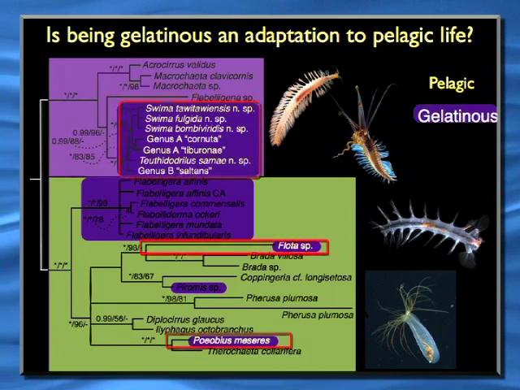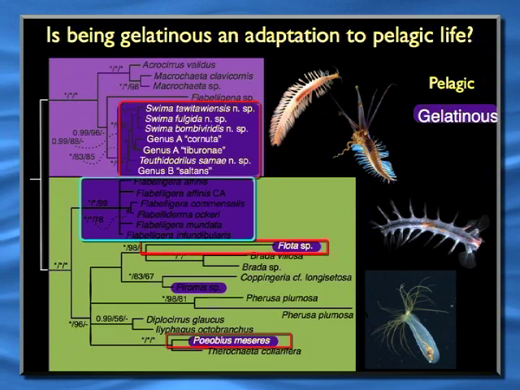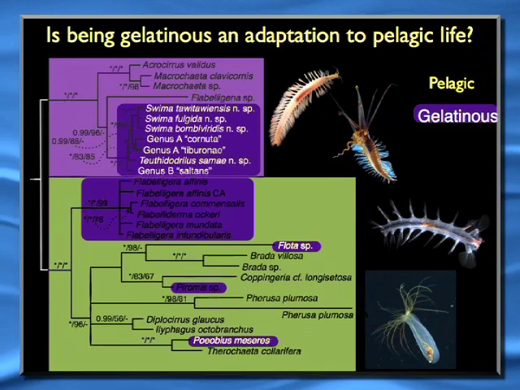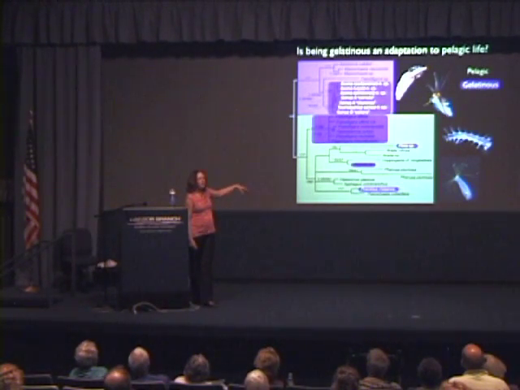we see that here's the pelagic things, but here's a bunch of non-pelagic things, a bunch of benthic things that are also gelatinous. So no, being gelatinous is not an adaptation to pelagic life, but what we can learn from this is that being gelatinous may be a way to facilitate moving into the water column. So within this group of animals where making gelatin is a fairly common thing, maybe they can then co-opt that ability to move into the water column and have done it multiple times.